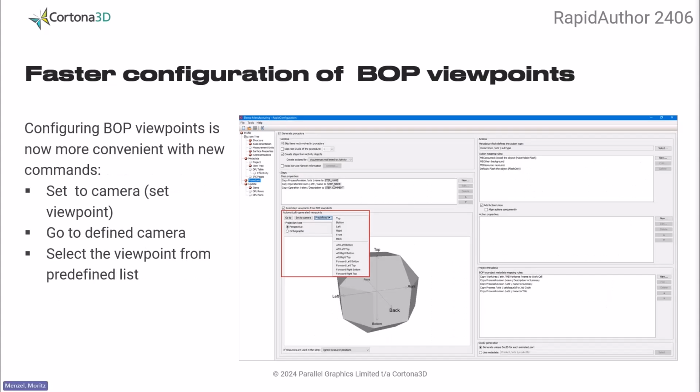We have also made it much more convenient to configure Bob viewpoints. You can select from a predefined list. You can probably see that in the drop-down box in the screenshot. You can set to camera or go to a defined camera.